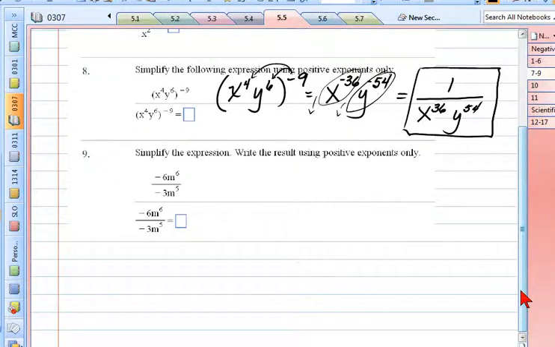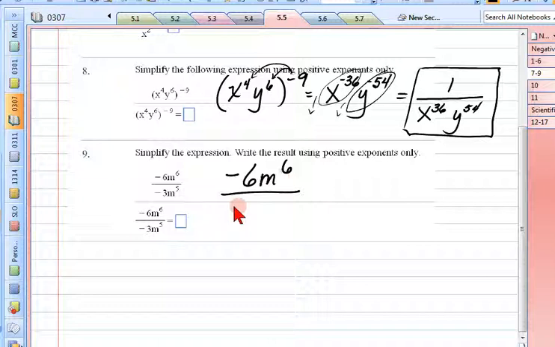All right, problem number 9 says to simplify this expression. I have negative 6 m to the 6th over negative 3 m to the 5th. Okay, power rule. Do I need to use the power rule? No. Do I need to use the product rule? No. Do I need to use the quotient rule? Yes, the quotient rule is appropriate. Now, be kind of careful.